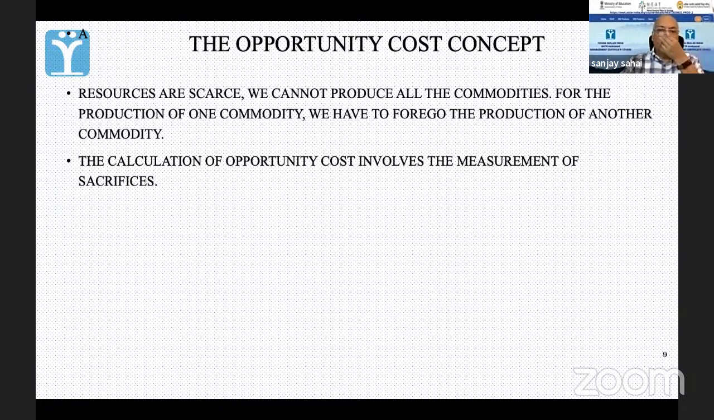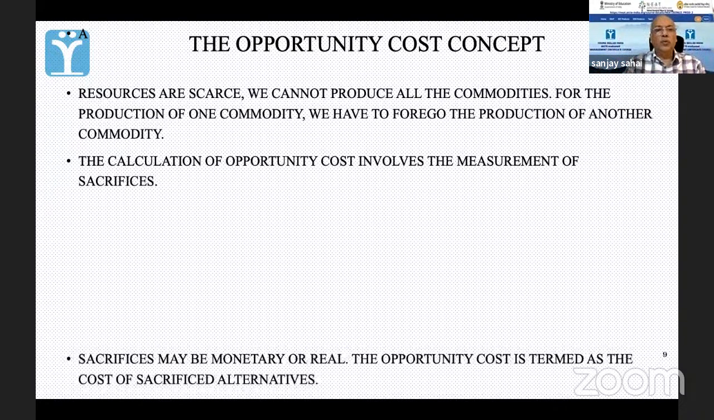So the calculation of opportunity cost involves the measurement of sacrifices. Basically, you will have to choose. The moment you choose, let's say option A, you are sacrificing option B. So it's possible for you, let's say, to produce products A, B, C, D, E. This is the full range. But if you choose A, B, and C, you will have to forego producing D and E, because your resources only permit you to produce 3 of these things. So whichever 3 you choose, you will have to sacrifice the other 2.